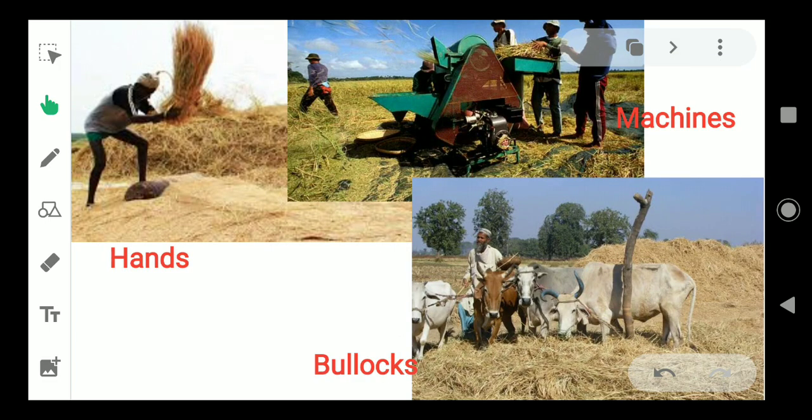Threshing can be done either by hand. See here, threshing is done by hand. Threshing can be done in 3 ways. It can be done by hands, it can be done by machines. Here you can see the machine. And it also can be done by bullocks.